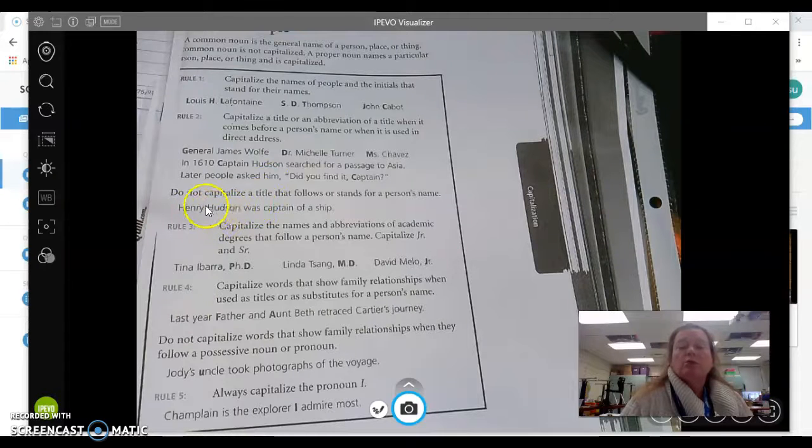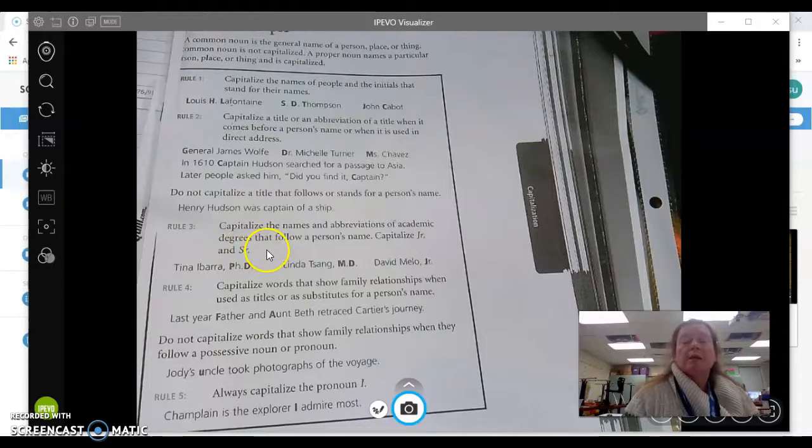So here it shows you where it says do not capitalize a title if it stands for the person's name. Henry Hudson, while he was Captain Henry Hudson, if we were addressing him as captain, we would capitalize it. But if we're just addressing that he is a captain, then captain in that instance would be a common noun. Just the same way as if you had someone's name and they were just a doctor. You're addressing what their role is for their work, but you're not addressing them as that. You're not saying Dr. So-and-so, you're saying so-and-so is a doctor. Okay? And there is a difference when you do that.